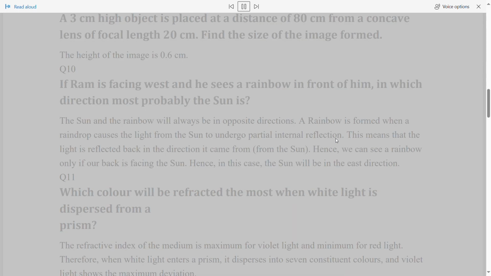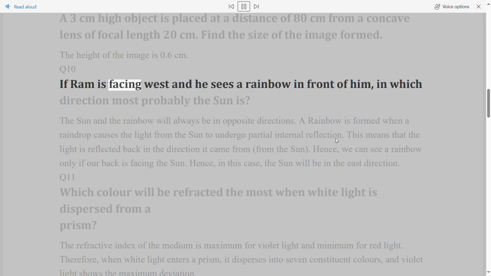Q9. A 3 cm high object is placed at a distance of 80 cm from a concave lens of focal length 20 cm. Find the size of the image formed. The height of the image is 0.6 cm.